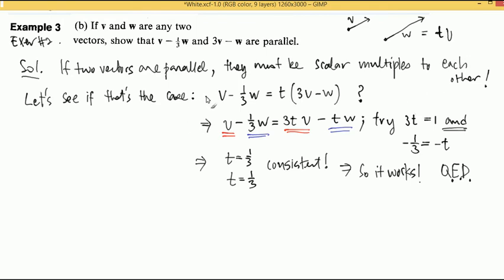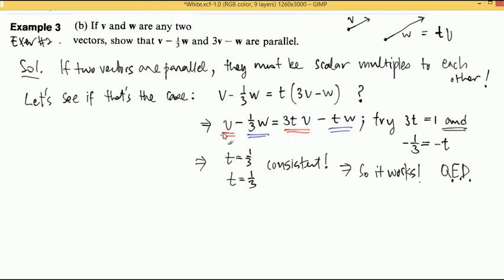So I was testing, if this vector is parallel to the other vector, then there must be a scalar multiple t, right? So that the two become equal to each other. So I expanded the scalar multiple in here and compared these two vectors. V minus 1/3 of W is the left-hand side. The right-hand side is 3t multiplied by V, and negative t multiplied by W. t is a scalar, W is a vector. 3t is a scalar, V is a vector. Right. Now you guess that.